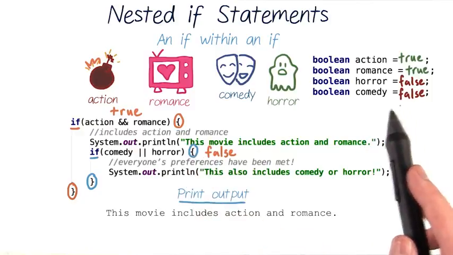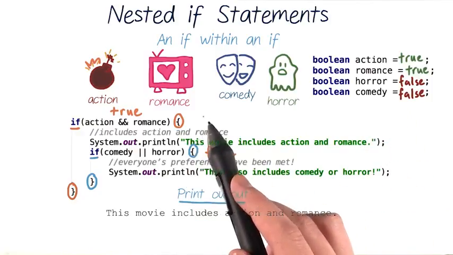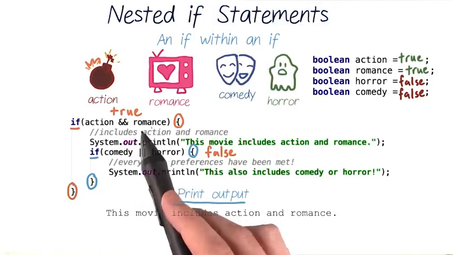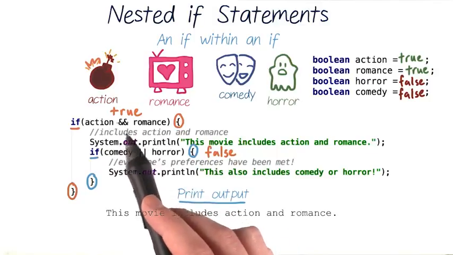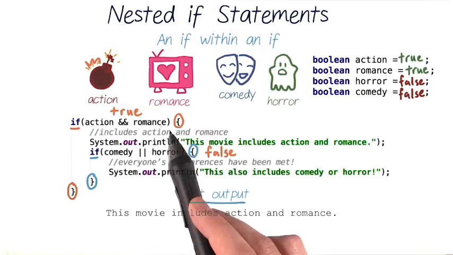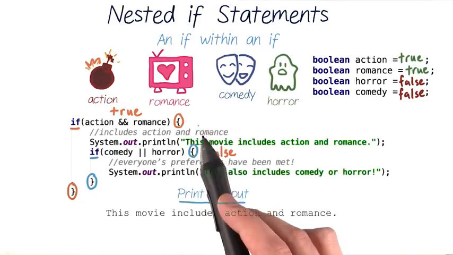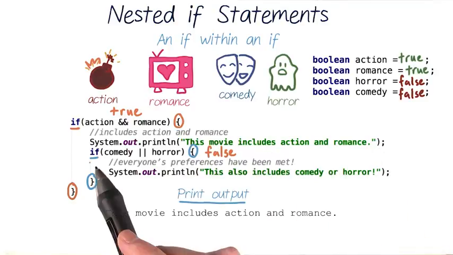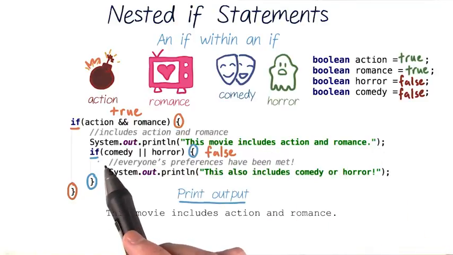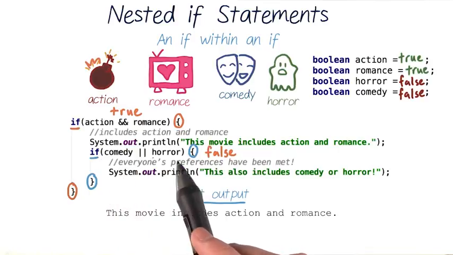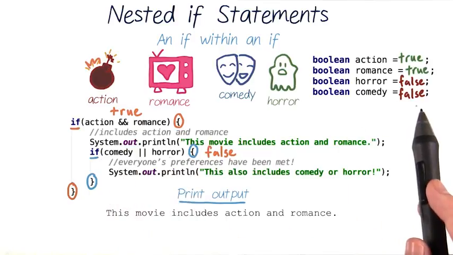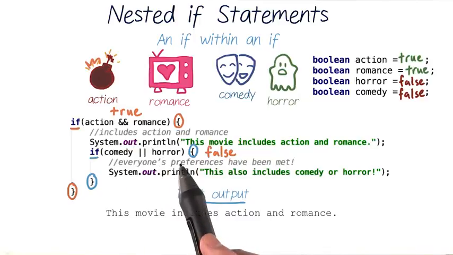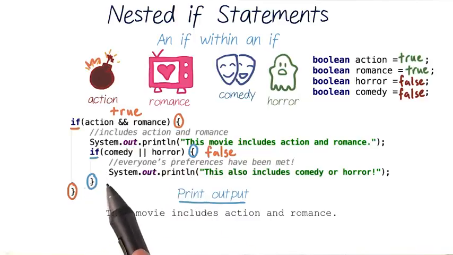With these values, we'll then look at our decision-making code line by line. We know action and romance are both true, so when they're combined with an AND operator, this whole expression will also be true. So we'll enter the code in our outer if statement and print out, "this movie includes action and romance." The next line we get to is our nested if statement, which checks if comedy or horror is true. And since both of these are false, this expression will also be false. And so we'll skip over the code in our inner if. And all that will print out is "this movie includes action and romance."